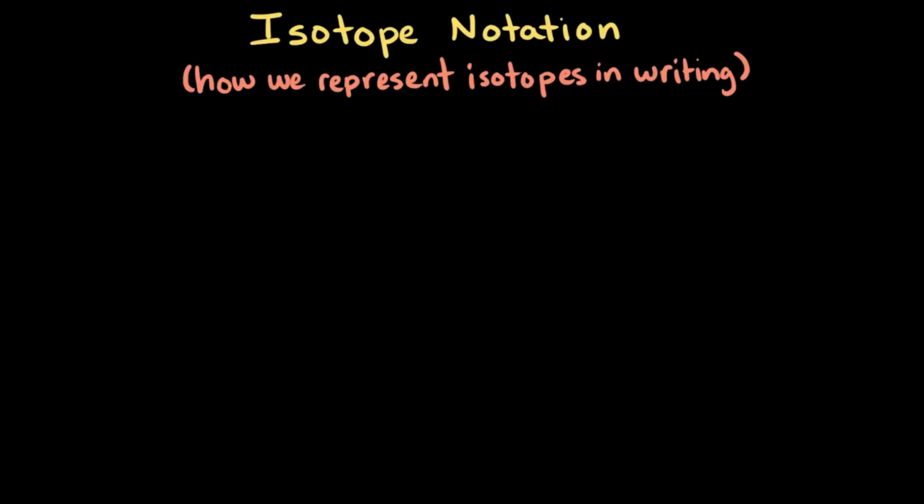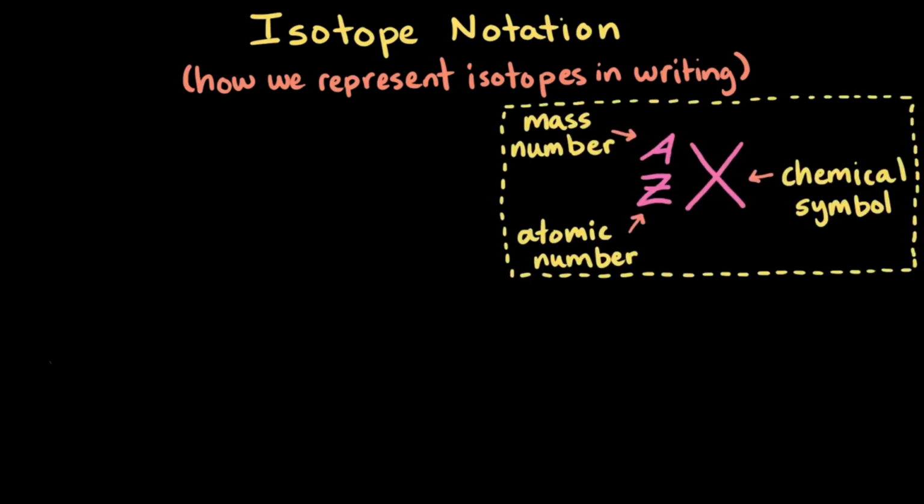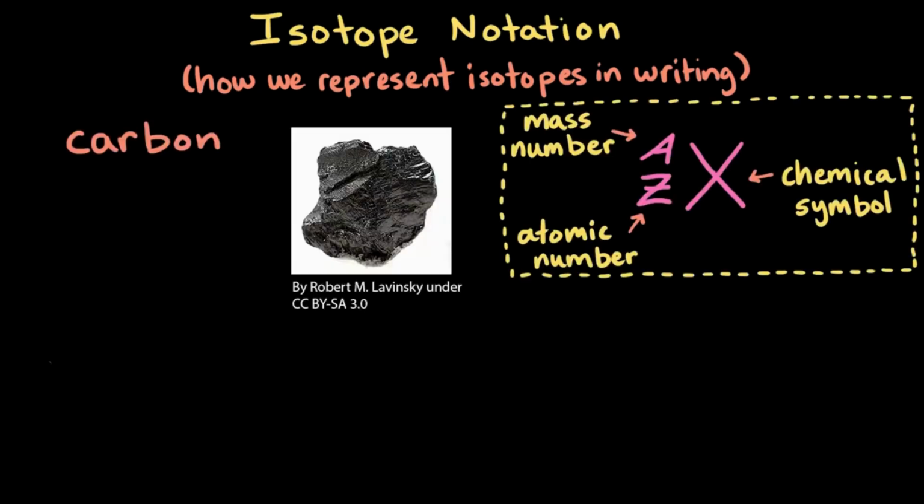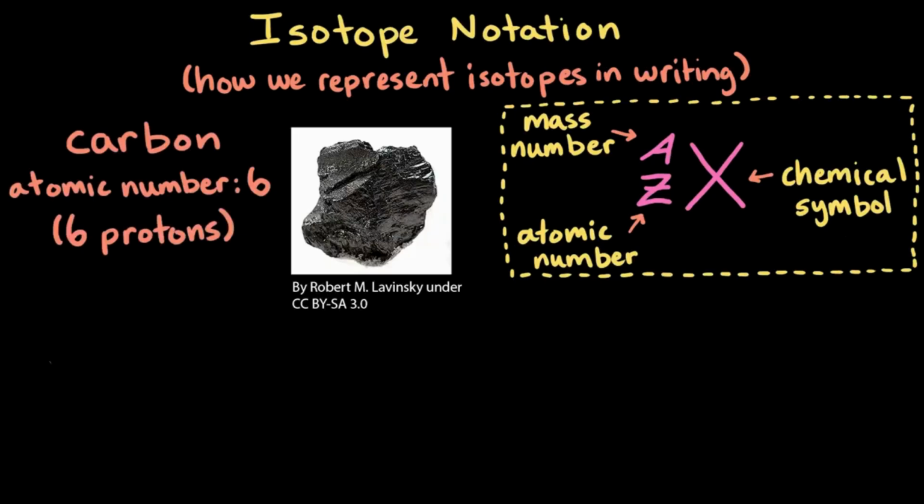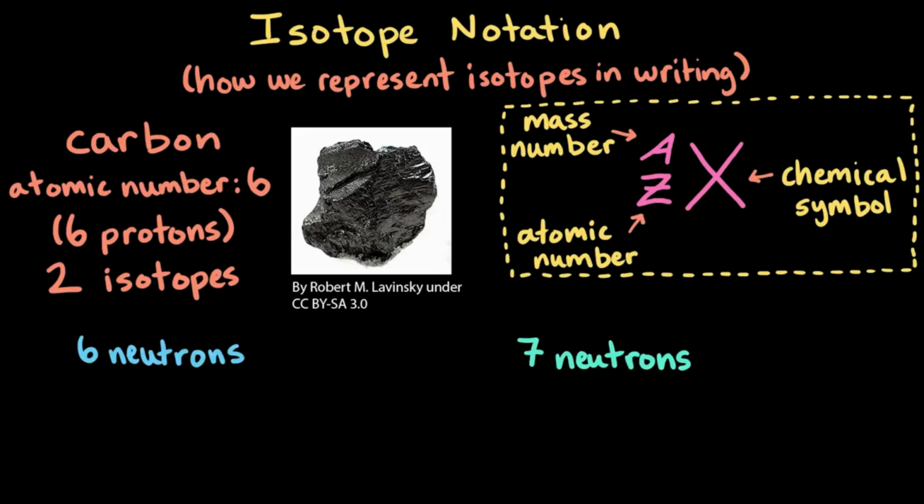Let's practice writing out the notation for different isotopes. We'll start with carbon, which has an atomic number of 6. In nature, carbon is mainly composed of two different isotopes. One of these isotopes has 6 neutrons, and the other isotope has 7 neutrons. Let's start with the isotope that has 6 protons and 6 neutrons.